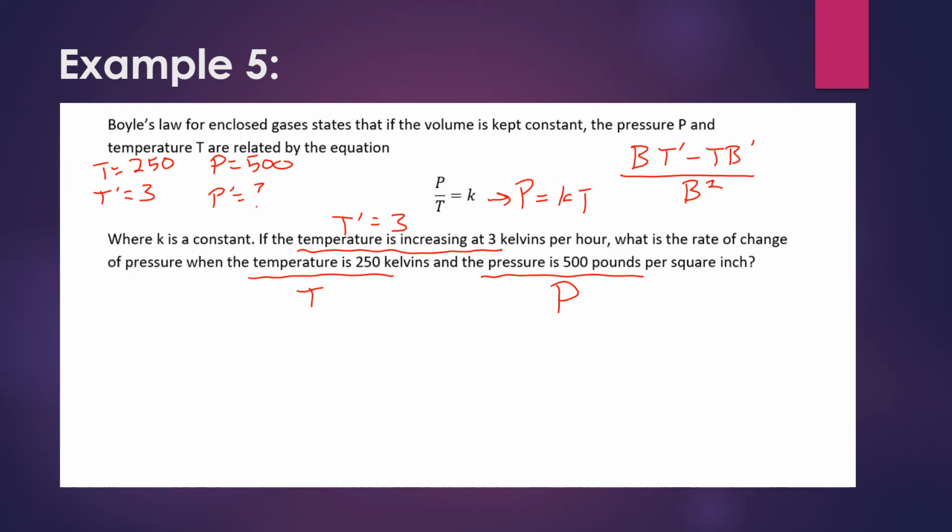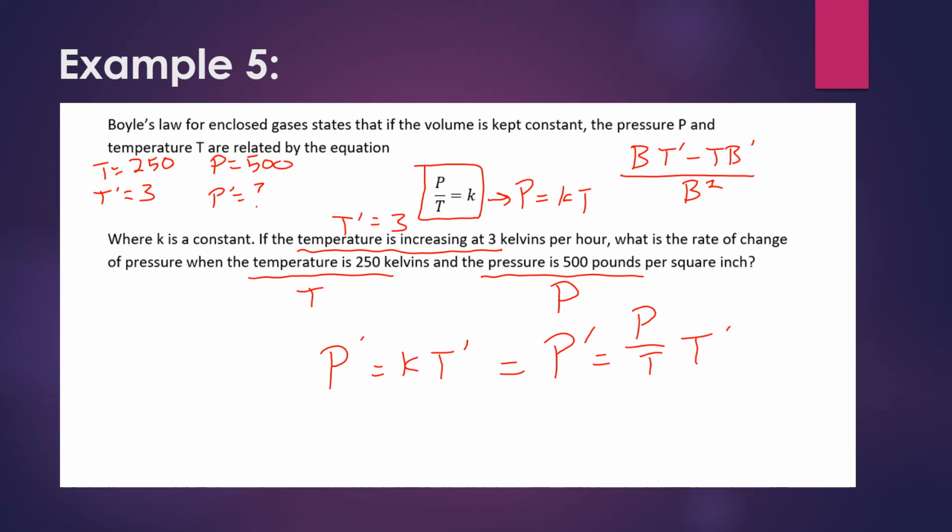So if you are wanting to do the derivative here, we're going to take the whole derivative of everything with respect to time, which would be lowercase t. I'm going to get that P prime equals K T prime. Now, I don't know what K is, except for, I kind of do. I know what P and T are, so therefore I know what K is, so I could say that P prime equals P over T, times T prime. And honestly, that'll be the same answer you'll get if you use the quotient rule here.